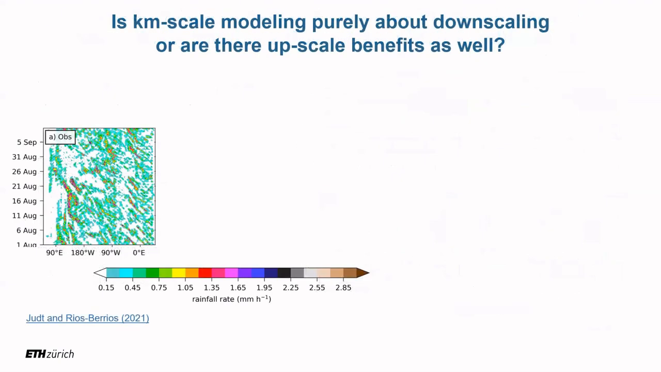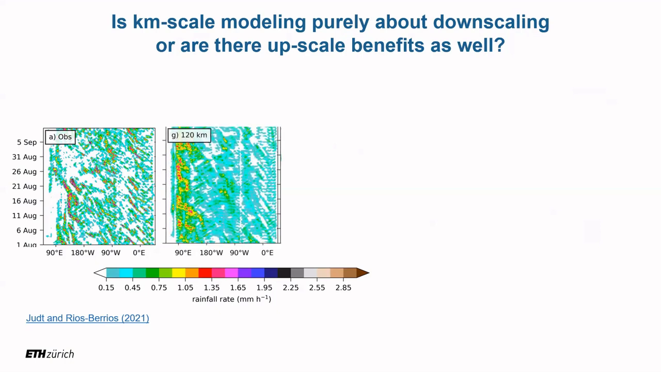Another nice study that showed added value, this one by Judt and Rios-Berrios, and I probably have to hurry up because I want to get you to coffee at 11. This is looking at tropical precipitation, and this is showing you a GPM IMERG Hovmöller diagram, and you can see all these waves moving around in the tropics, or tropical waves. If you want to simulate them at coarse resolution, that's extremely challenging. Most models are struggling there.